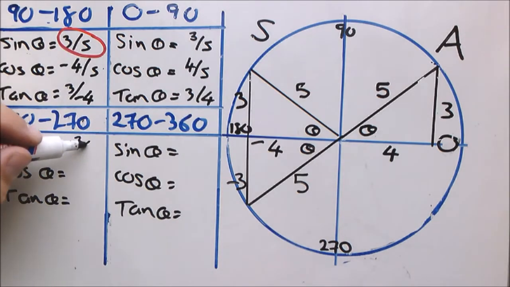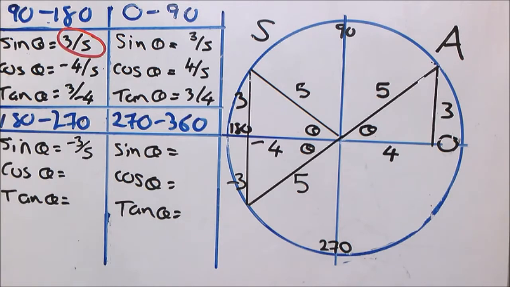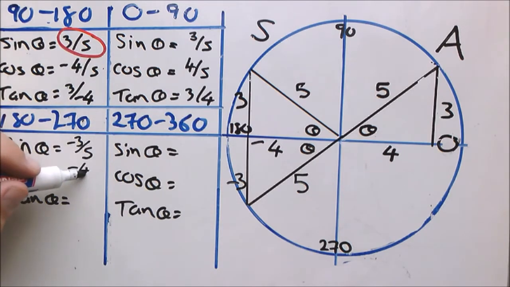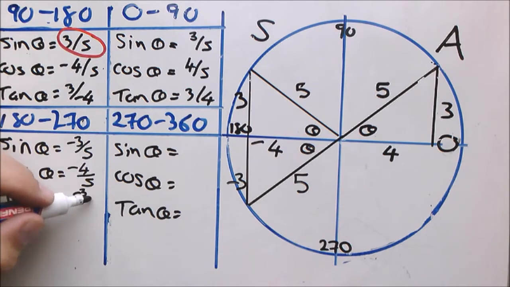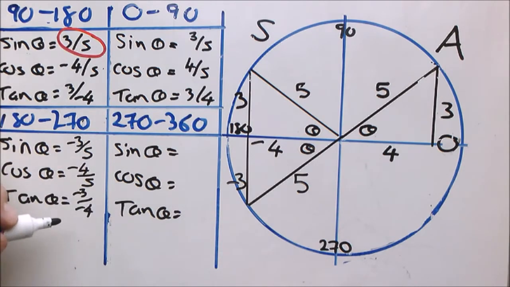-3 over 5, it's a negative. Cos would be -4 over 5, it's still a negative. And tan would be -3 over -4, which makes it a positive because the two negatives cancel out to become a positive. So you can see in the third quadrant that tan is the only one that will be positive.